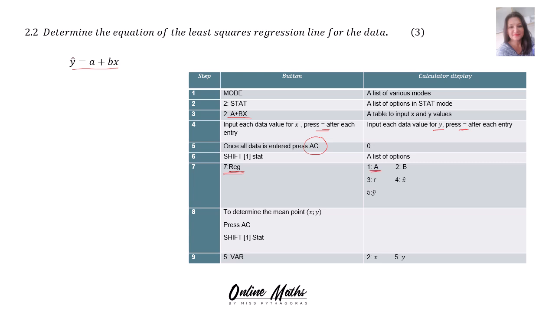If you press 1, you will find A's value, and then you can round it off to 2 decimal places. They weren't specific, but that's sufficient. Then if you do the same thing, press AC again, 7 regression, and number 2, you find B's value, and there's your answer for your least squares regression line. This is worth 3 marks.